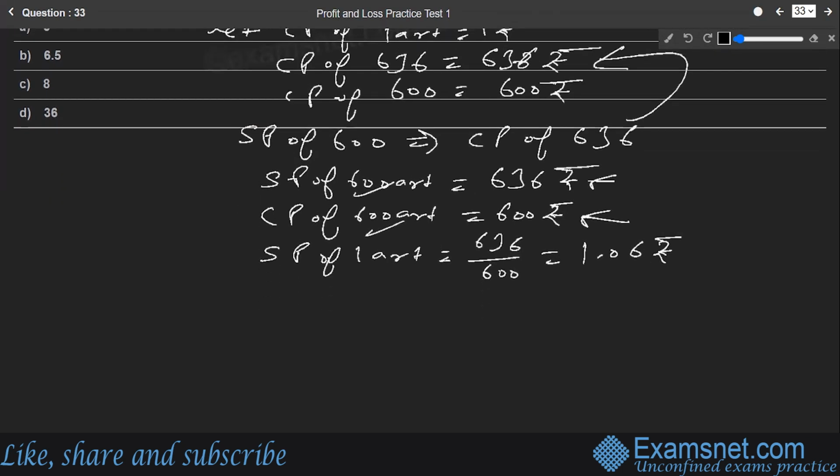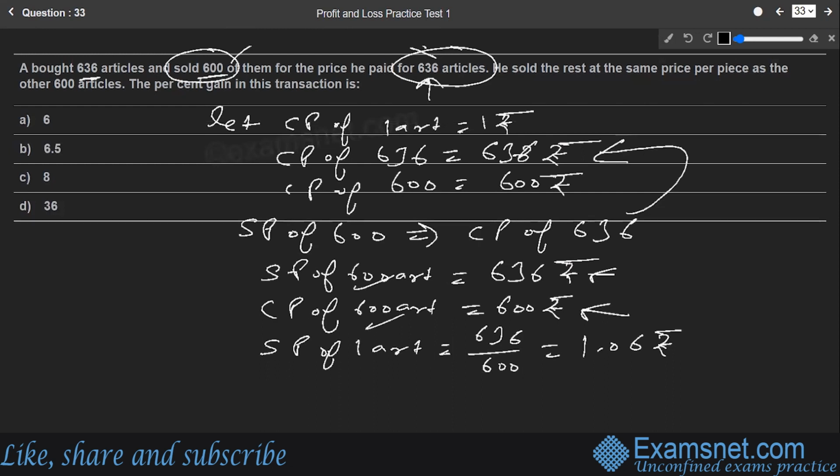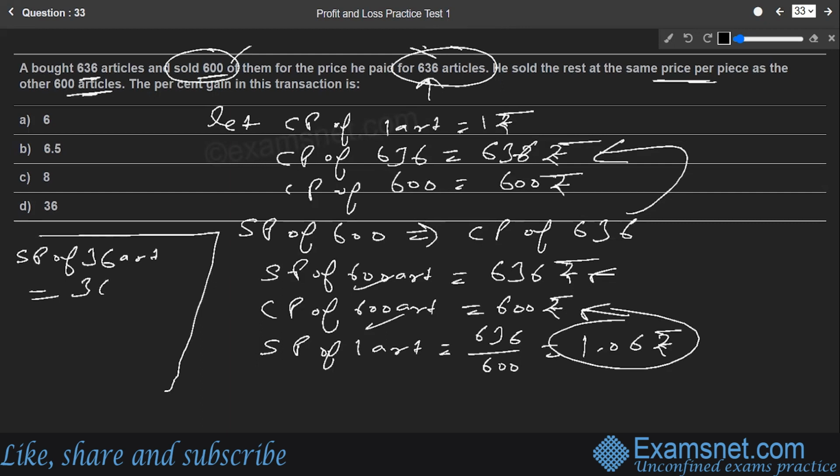Okay, now how many articles has he sold? They say 600 of them were sold at the price for 636 articles. Now he sold the rest at the same price per piece as the 600 articles. How many are remaining? 636 minus 600, so only 36 remain. For the 36, the selling price of the remaining articles is the same price at which the other 600 articles were sold, that is 1.06 only. So the selling price of 36 articles becomes 36 into 1.06, that is nothing but 38.16 rupees. So this is the selling price of the remaining 36 articles.